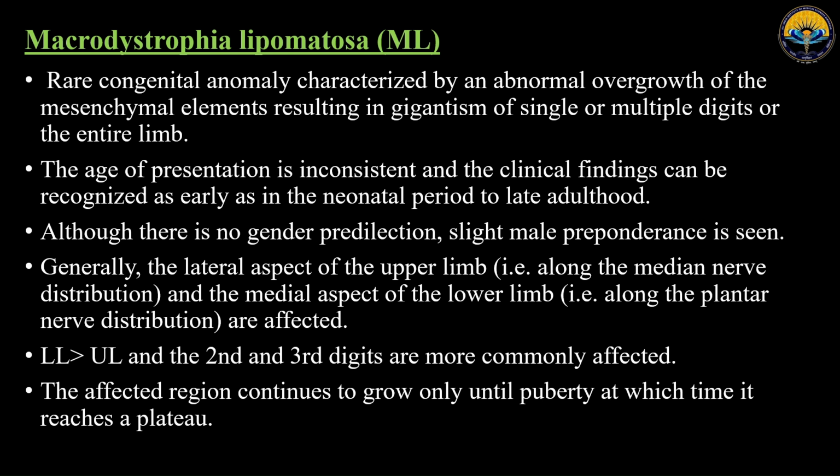Generally, the lateral aspect of the upper limbs, that is along the median nerve distribution, and the medial aspect of the lower limb, that is along the plantar nerve distribution, are affected. Lower limbs are generally more affected than the upper limbs, and the second and third digits are commonly affected. The affected region continues to grow until puberty, after which it reaches a plateau.